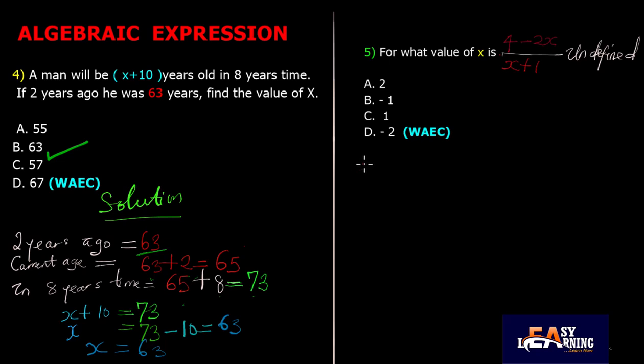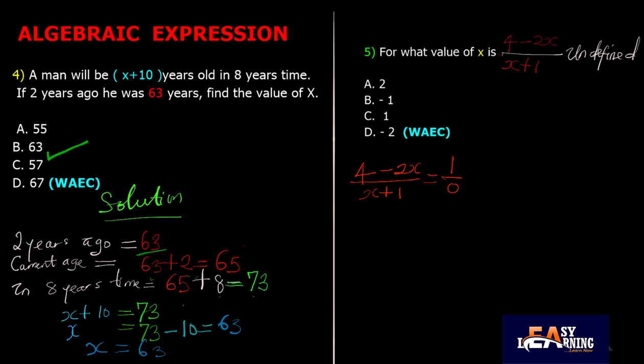All right, so when we say a value is undefined, this is what we mean. We have 4 minus 2x all over x plus 1. Undefined here means that it's equal to 1 over 0. That is, when we say a number or an expression is undefined, it is 1 over 0. Know that 1 over 0 is not the same thing as 0 over 1.